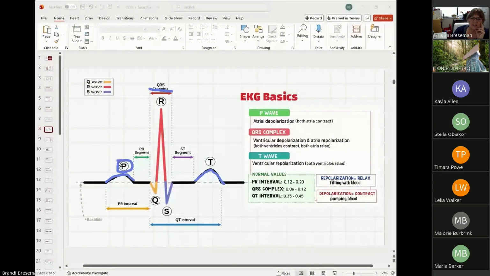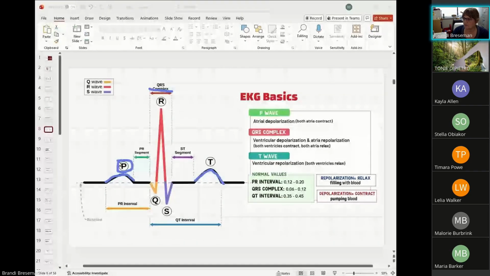So the first thing we're going to come through and look for is a P wave. Then we're going to look for our QRS complex. And then we're going to look for our T wave. Those are the three basic things that we should be looking for on an EKG.